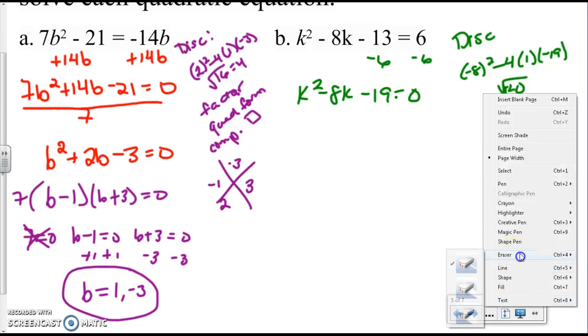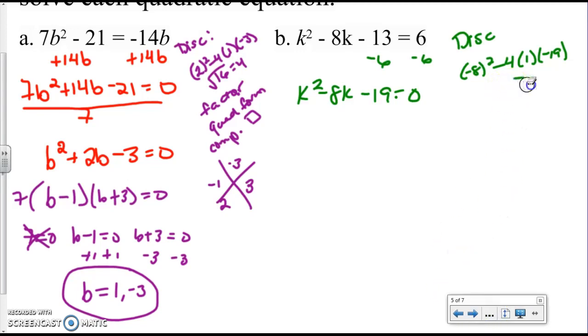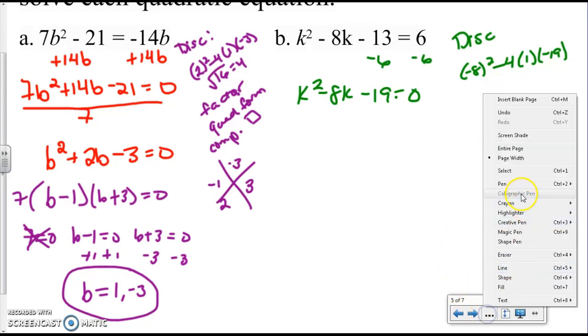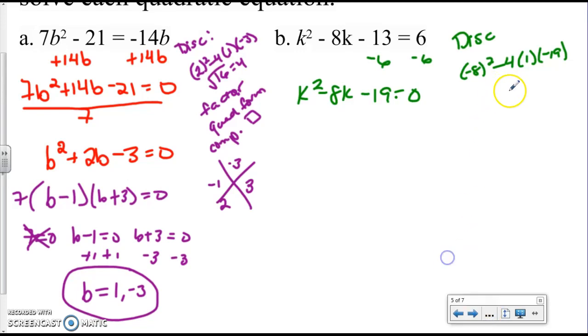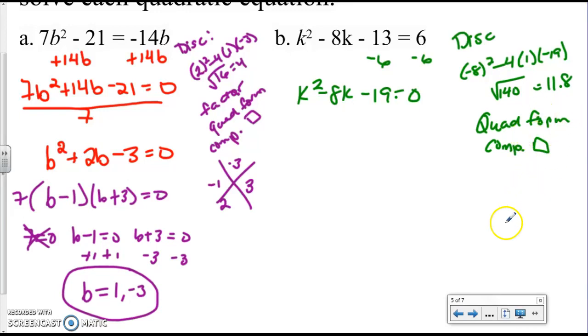Let me try writing that again. Okay, so when I type in the square root of 140, it's not a perfect square, 11.8. So I cannot factor this. We have to do quadratic formula. Or we could try to complete the square. Okay, I'm going to go ahead and do quadratic formula because I already started the process there.